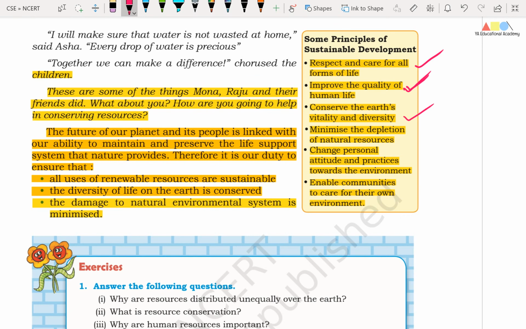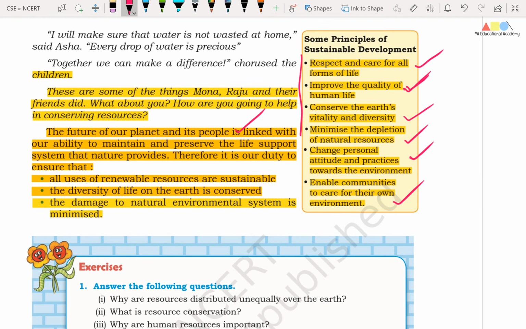Right friends, conserve the earth's vitality and diversity, minimize the depletion of natural resources, and change personal attitude and practices towards environment. And the last one is enable communities to care for their own environment. Friends, these are some of the important principles of sustainable development.